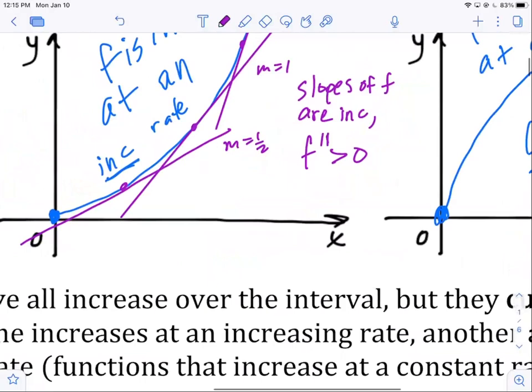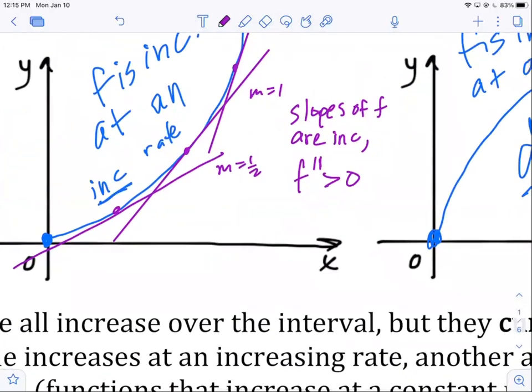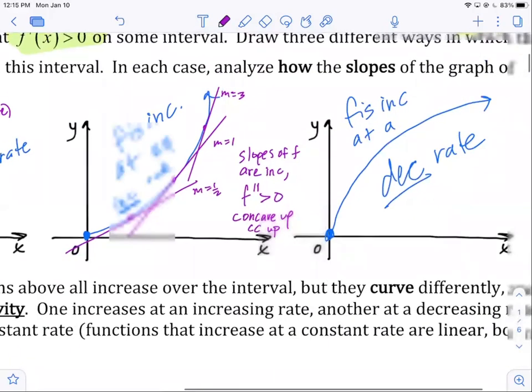All right. And when the second derivative is greater than 0, we say the graph is concave up, like a cup, which I abbreviate CC up. Don't do it on the AP exam, but it's easier to put CC, right? Hi, welcome to CCs, right?